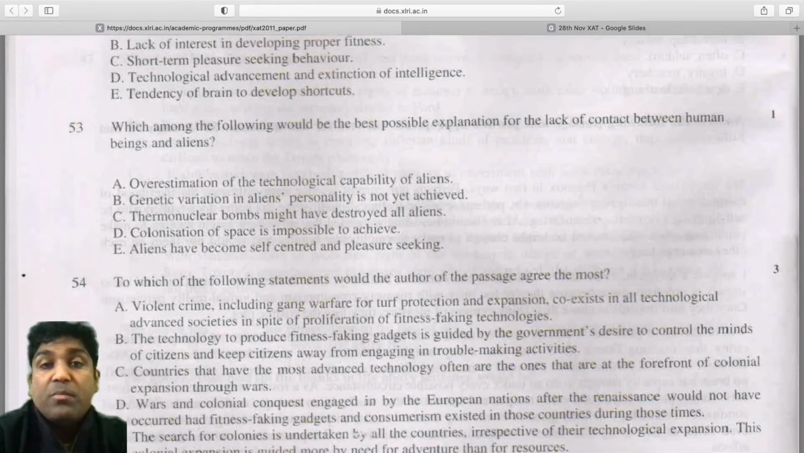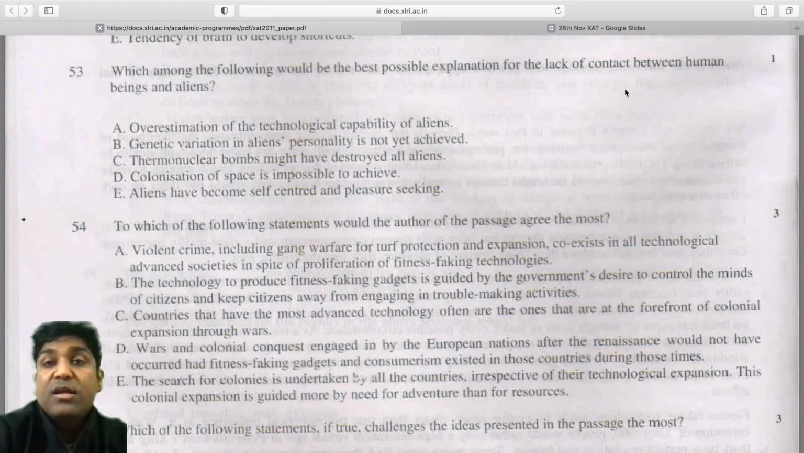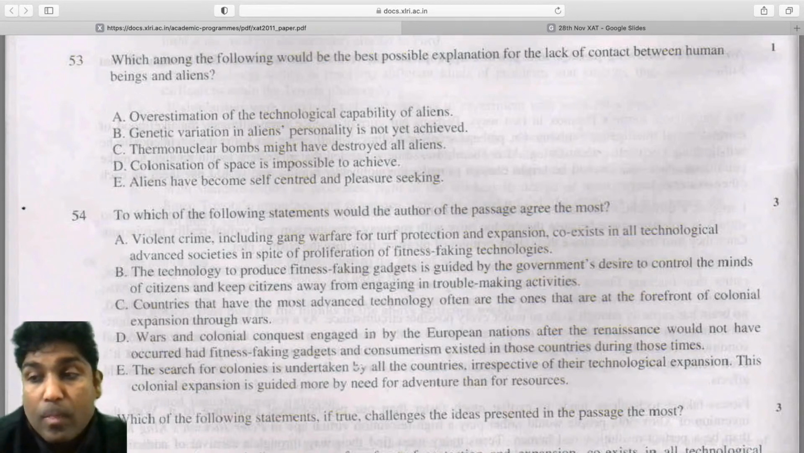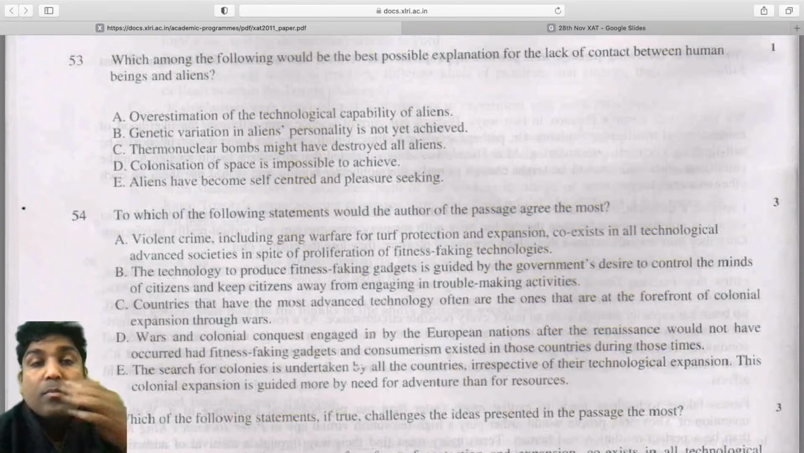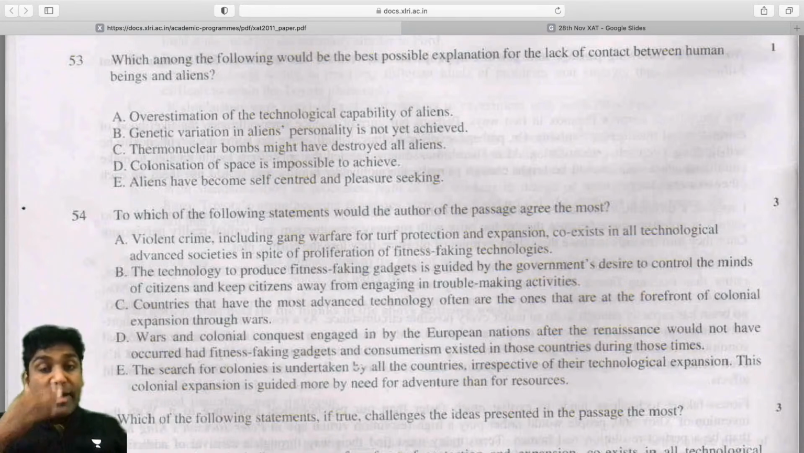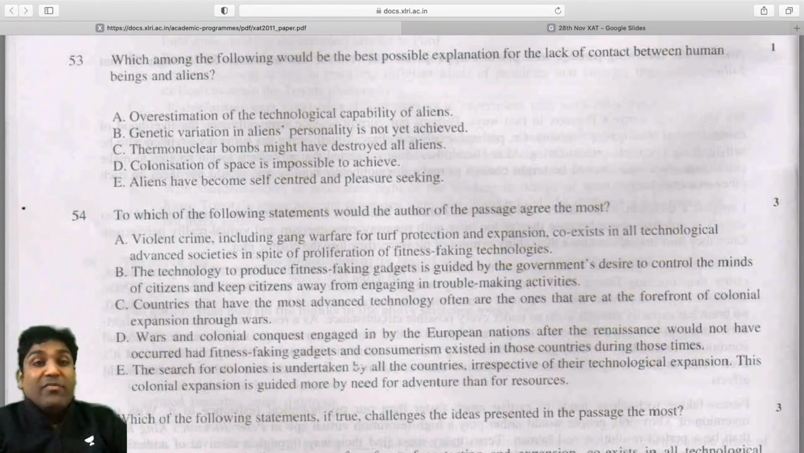Which of the following would be the best possible explanation for the lack of contact between human beings and aliens? So the author was saying repeatedly that probably aliens have also become like us. They have also become self-centered and pleasure-seeking. So probably they have lost the cosmic plot, right? They have forgotten that they might have to go and make colonies or conquer others, something of that sort.